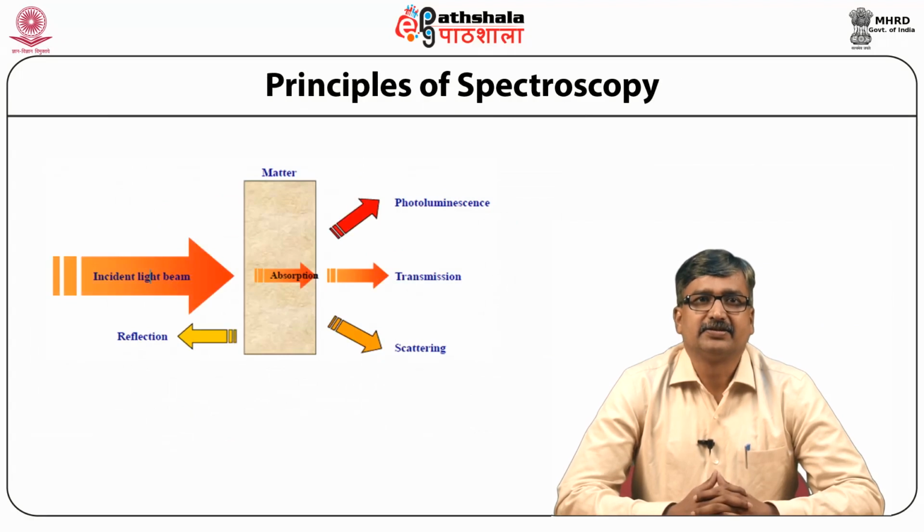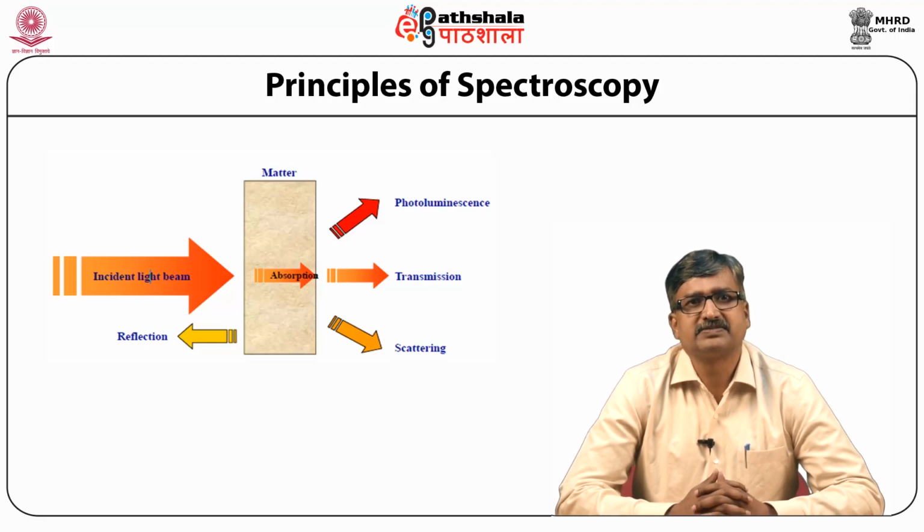Let us discuss the principle of spectroscopy. Spectroscopy is the study of the way electromagnetic radiation and matter affect each other. Think of the way light is affected when it hits a glass prism. When white light hits the glass prism, it splits into a rainbow of colors.